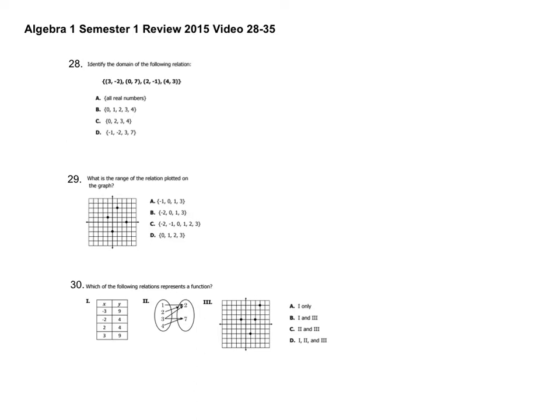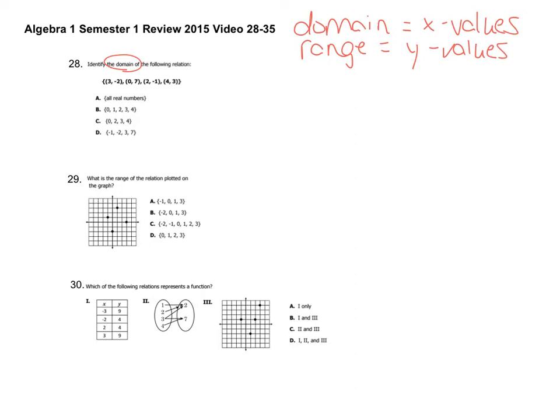So here they give us a relation to number 28 as a set of points, and it says to identify the domain. What you need to remember is that domain is your x values, and if you'll recall, range is your y values. So the domain of this function are all the x values, so 3, 0, 2, and 4. We look here, they've put them in numerical order, 0, 2, 3, 4, and that is C.